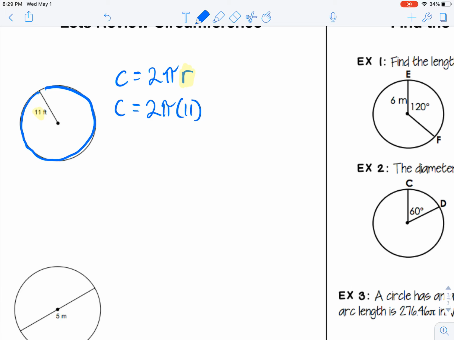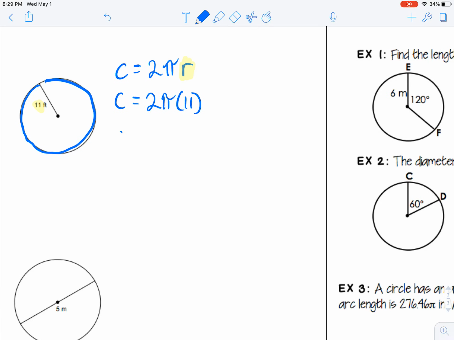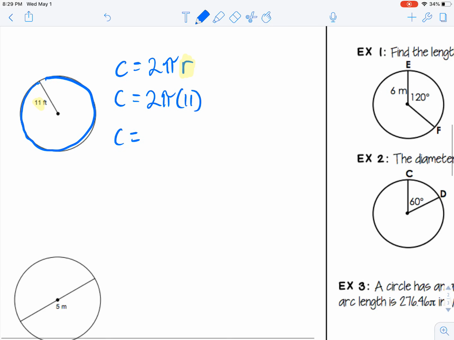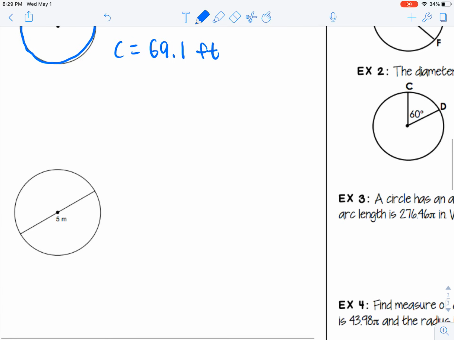So we have 2 times pi times 11, and we get 69.1 feet. And when we're doing measurements, it's just plain old feet. Alright, so let's go down here to this next one.